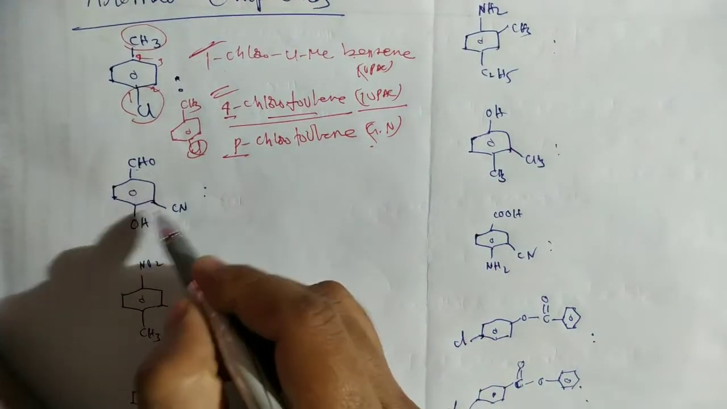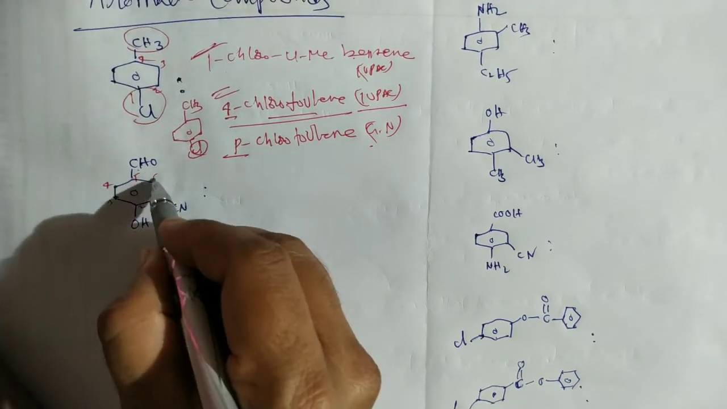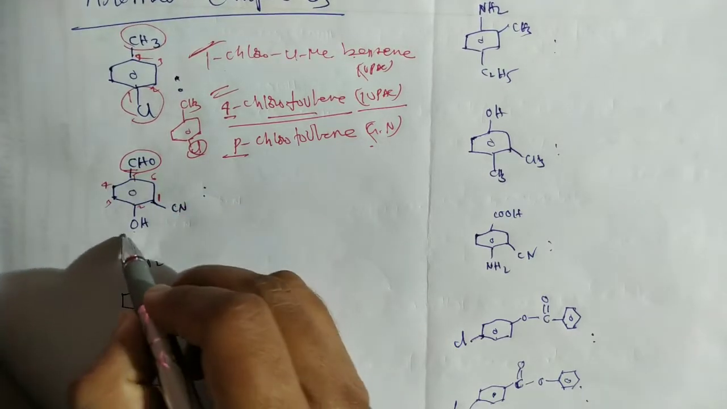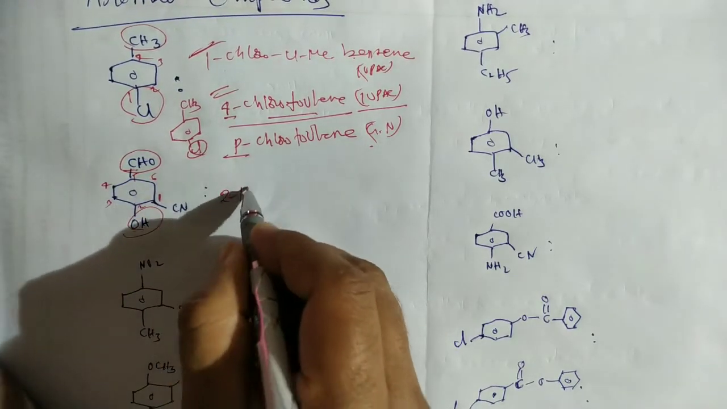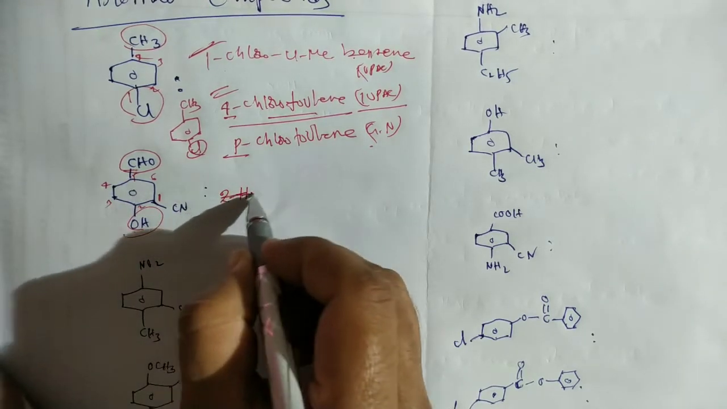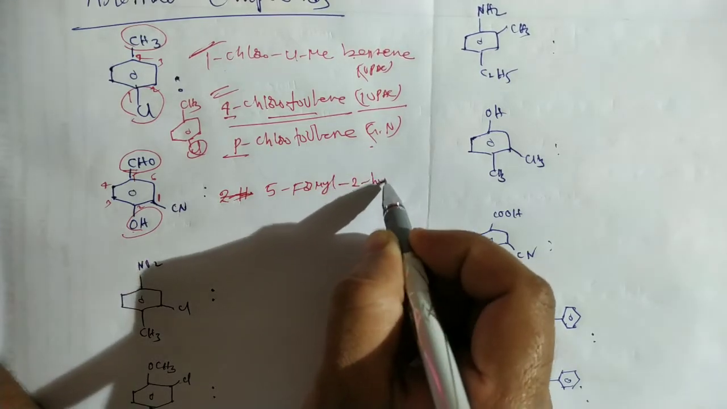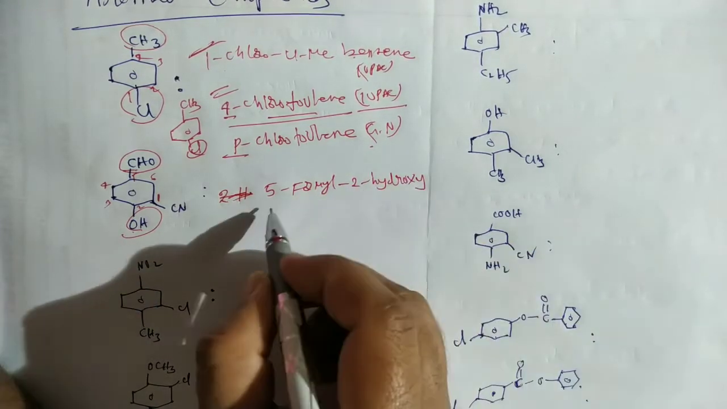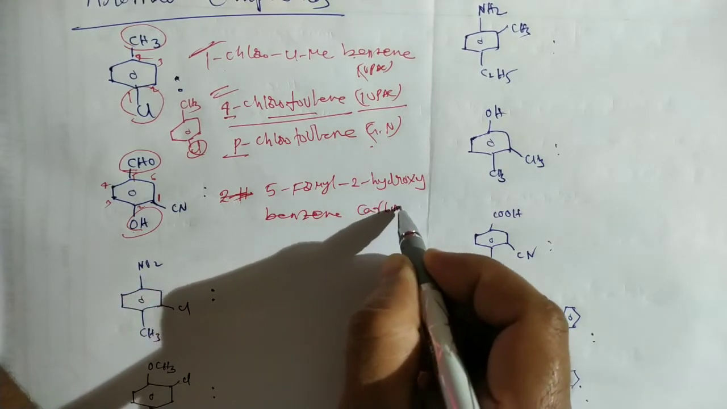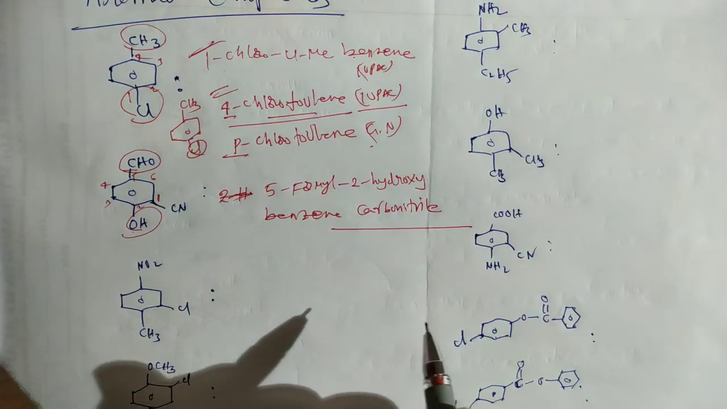Now here CHO, CN, OH. CN is the high priority functional group, so 1, 2, 3, 4, 5, 6. So here the substituent is named formyl. It is a substituent hydroxy. So here 2-hydroxy, that means first we can write the formyl, so 5-formyl-2-hydroxy and benzene carbonitrile, because that CN is directly attached to the benzene ring, so we have to use the different suffix carbonitrile.